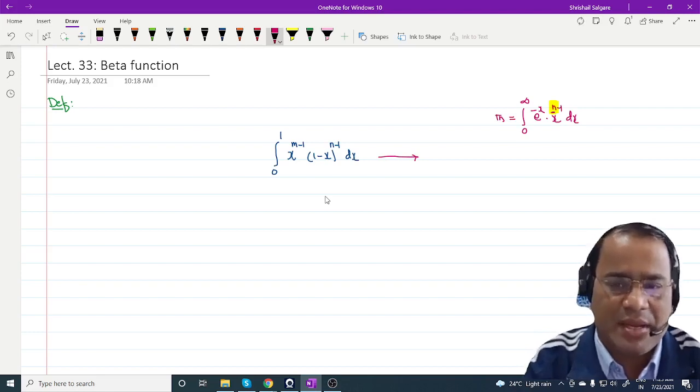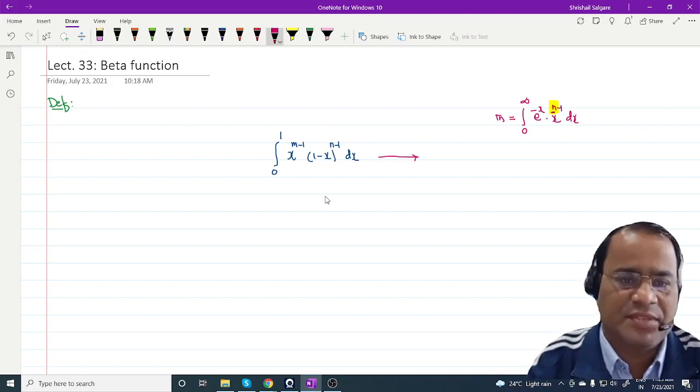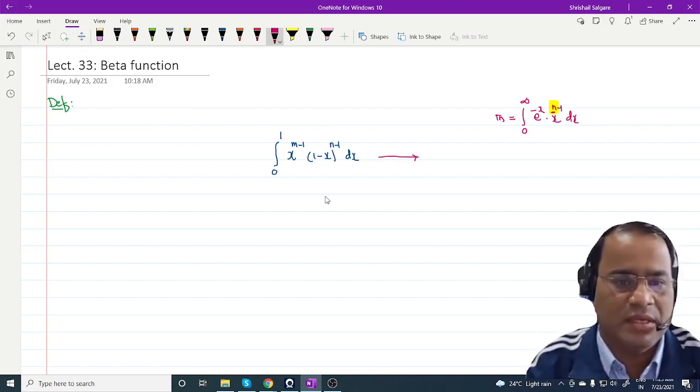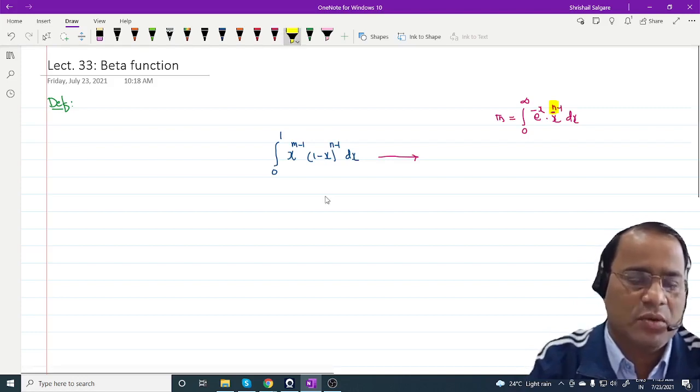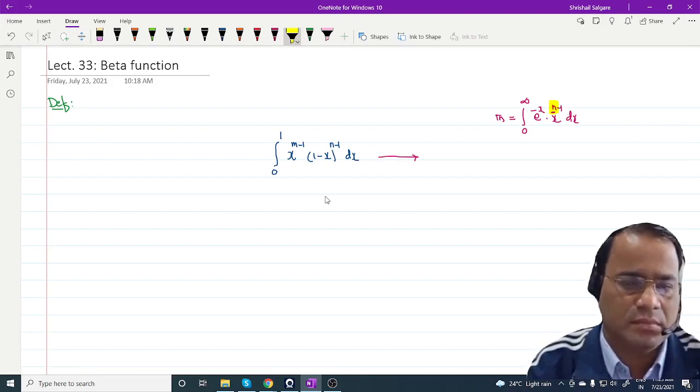In the same manner, for the second one, I have defined the limits from 0 to 1, x raised to m minus 1 into 1 minus x raised to n minus 1. Now this integral depends on which parameters? Yes, Prerna, can you tell? X and n. No. Finally, remember what I am telling.